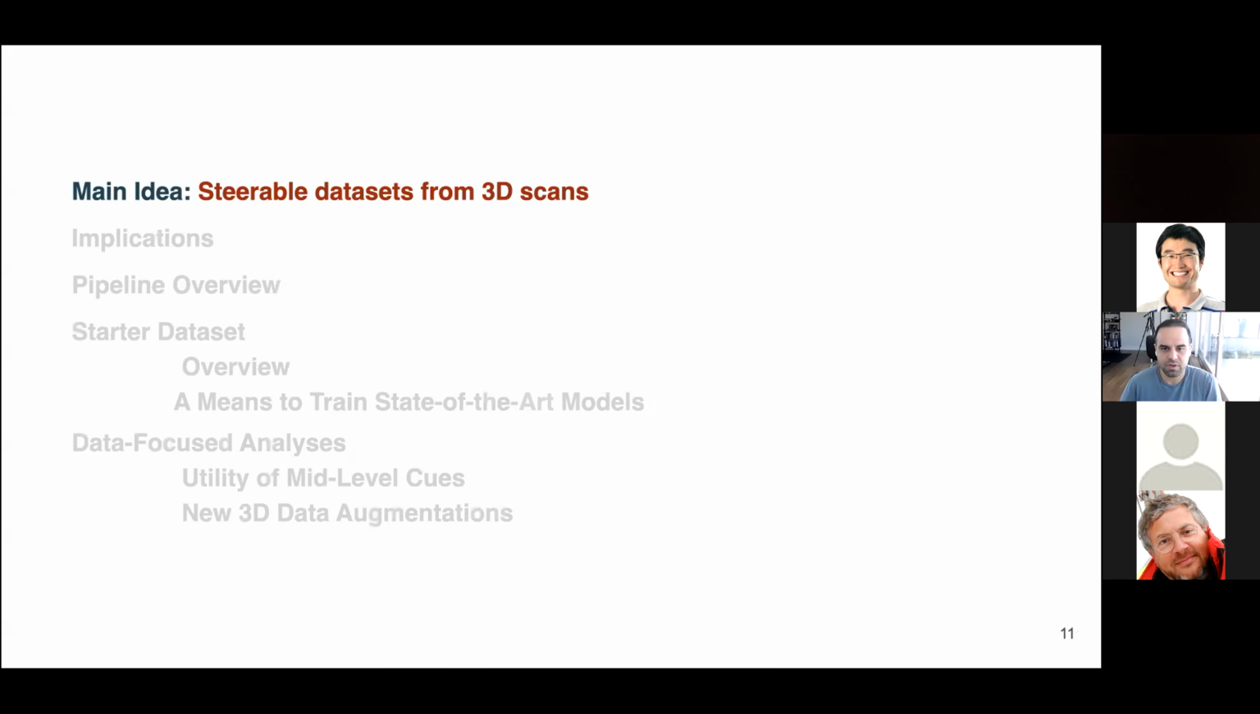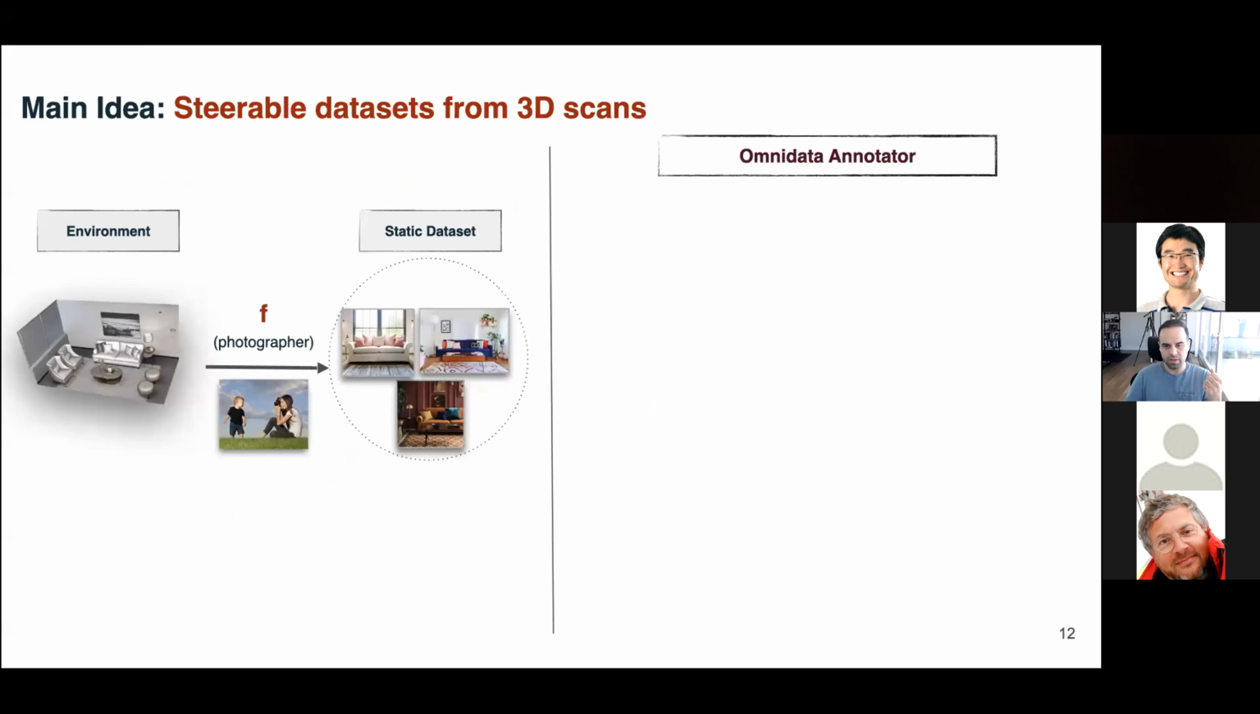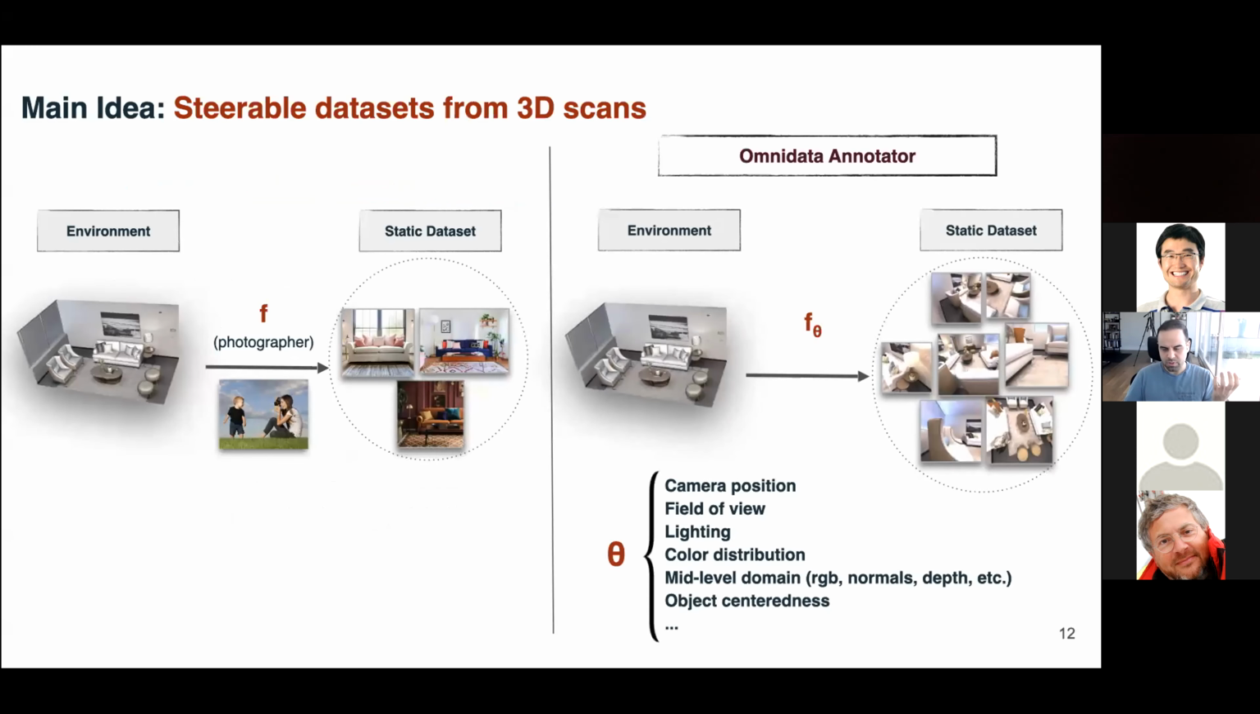Okay, so let's say we can make a steerable dataset. Steerable precisely means that you give the user more control over the data generation pipeline. And that's precisely what Omnidata did. We have exposed a set of parameters that the user can specify and then render the dataset.